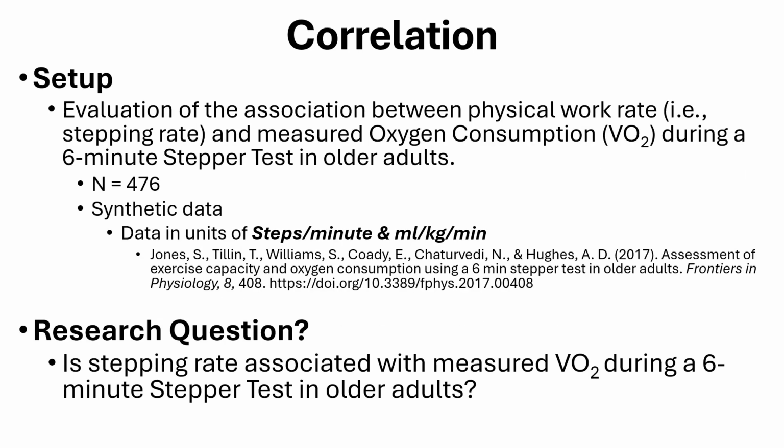To begin, let's cover the basic setup for this analysis. Our data consists of two variables. One variable representing the physical work rate of participants in units of steps per minute, and another variable representing oxygen consumption, or VO2, in units of mL per kg per minute, with both variables measured concurrently during a 6-minute stepper test among a sample of older adults.